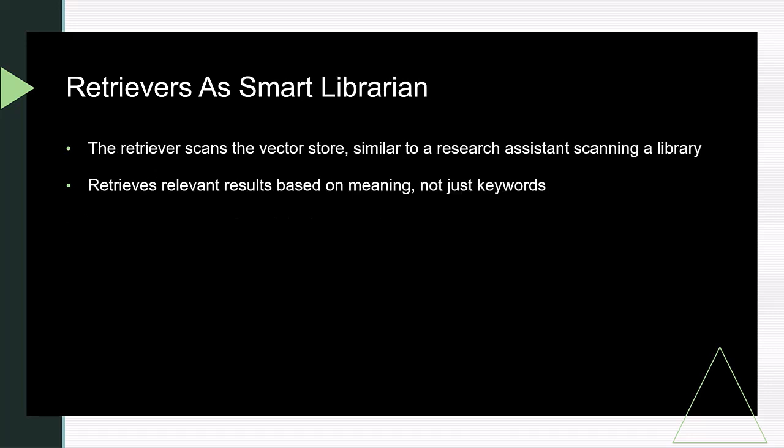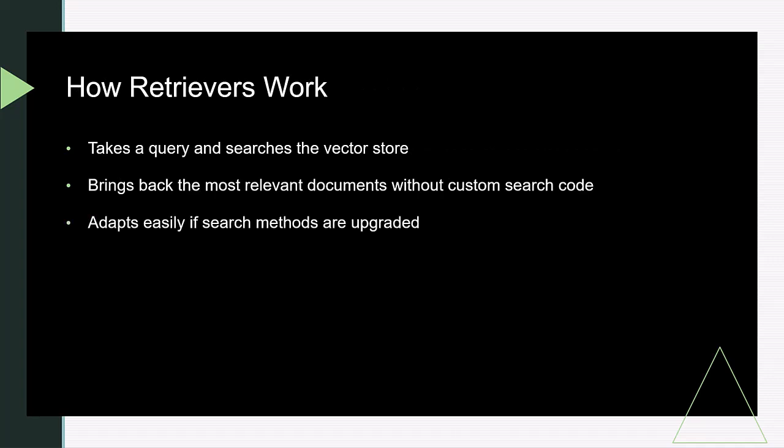So picture this. You're back in that smart library we talked about earlier. But now, instead of you personally scanning shelves and comparing books, you have hired a professional research assistant. You tell them, hey, find me the best beginner React resources. And they sprint off, scan the entire library for you, and return with the top picks, all based on meanings, not just matching words. That's exactly what a retriever does.